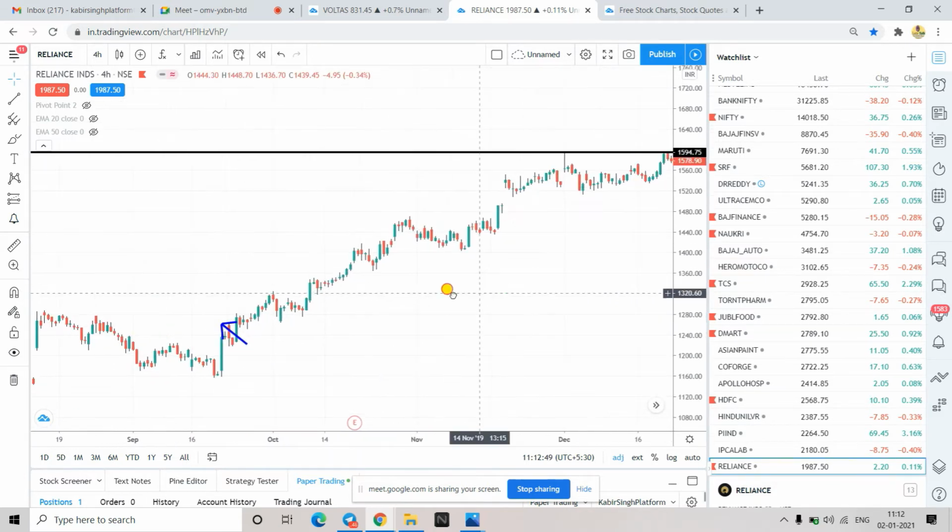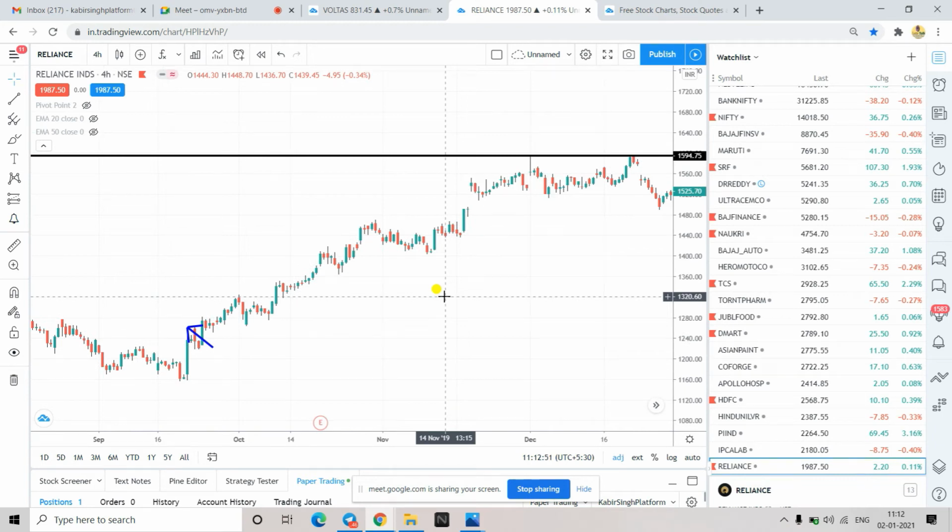So like this, you will be able to find out. Okay, now I'll tell you about one more candlestick pattern. This is known as a cup and handle pattern.